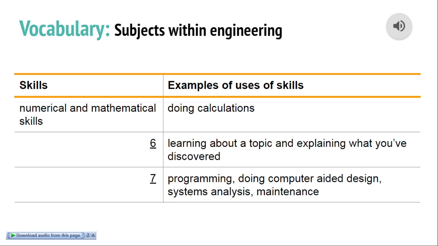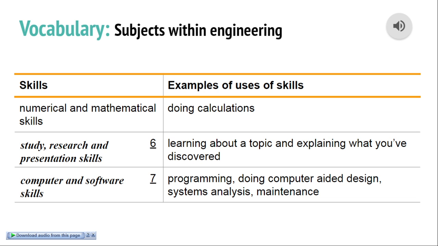Doing calculations. If you are skilled at doing calculations, it means that you have numerical and mathematical skills. If you are good at learning about a topic and you are good at presenting what you have discovered and explaining it, then you have study, research, and presentation skills. If you are good at programming, doing computer-aided design and system analysis and maintenance, it means that you master computer and software skills.